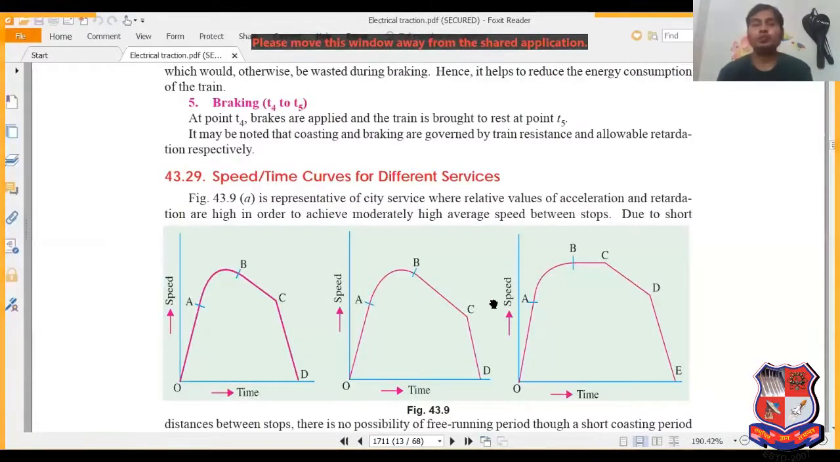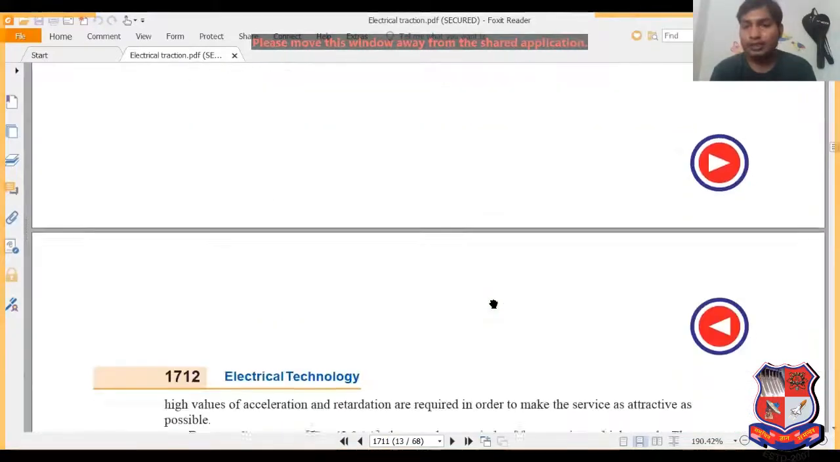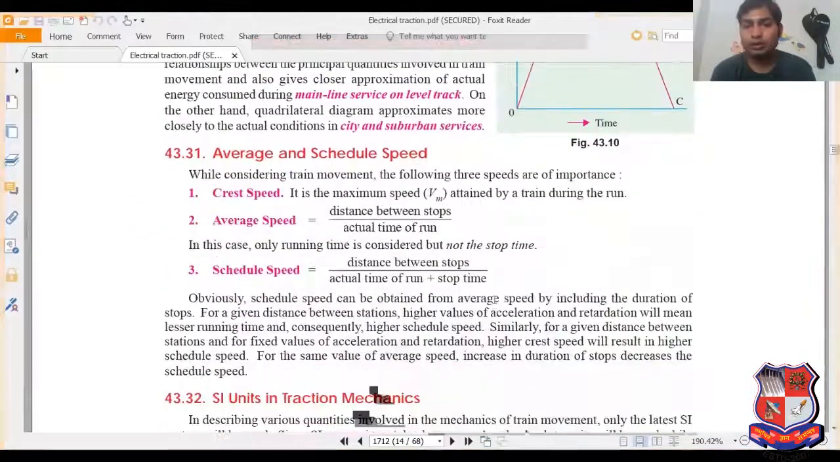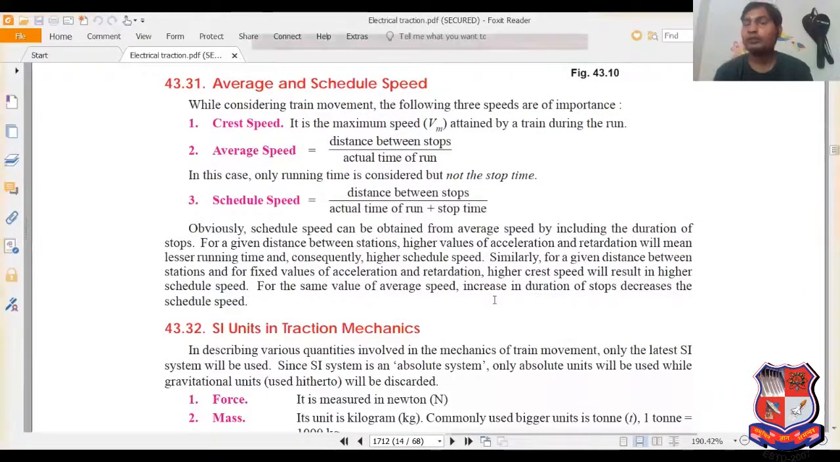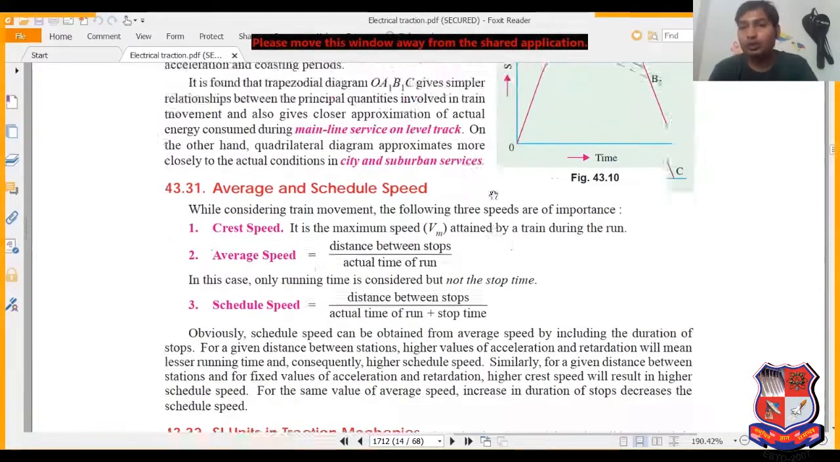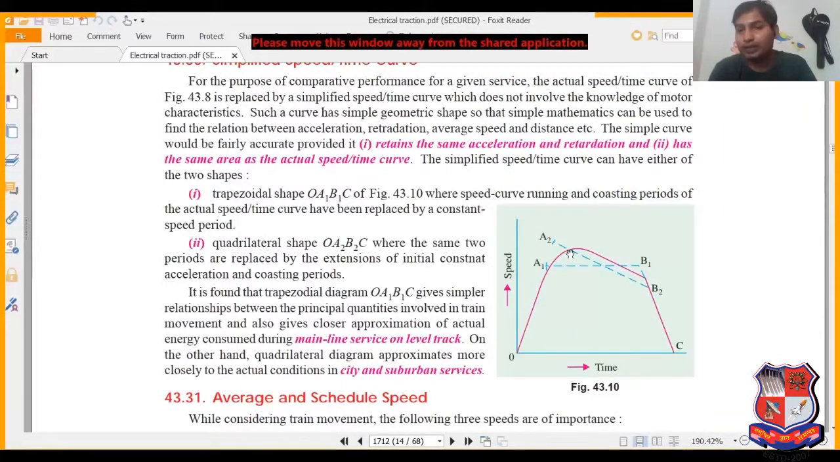Okay, so now let us discuss some terms related to the speed time curve. The first most important term is crest speed. That is nothing but the maximum speed attained by the train during the run. So if we look at any graph, this may be the crest speed.